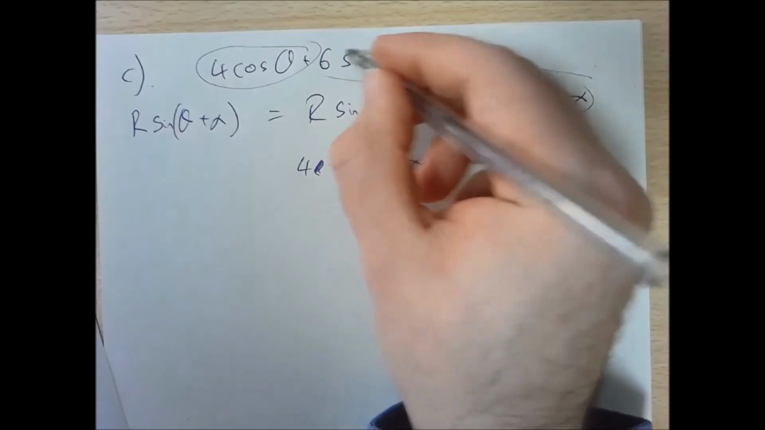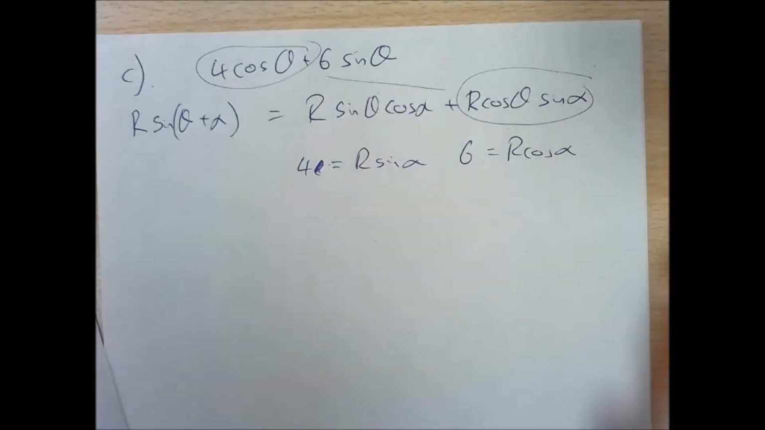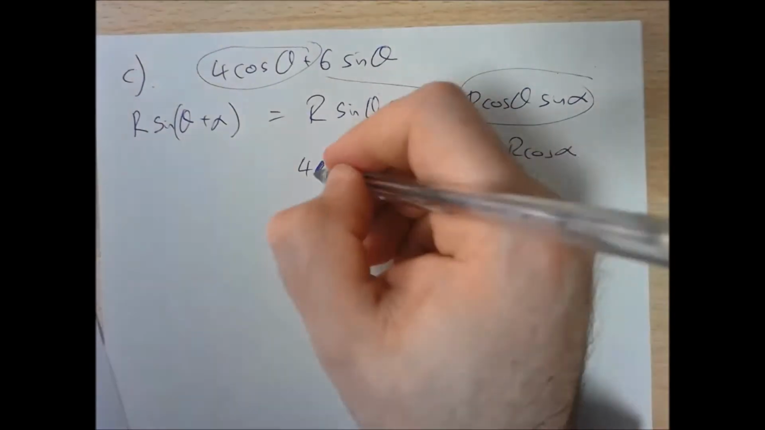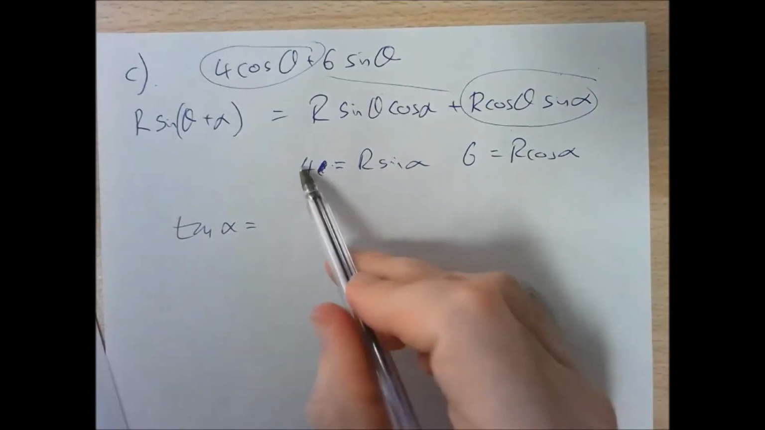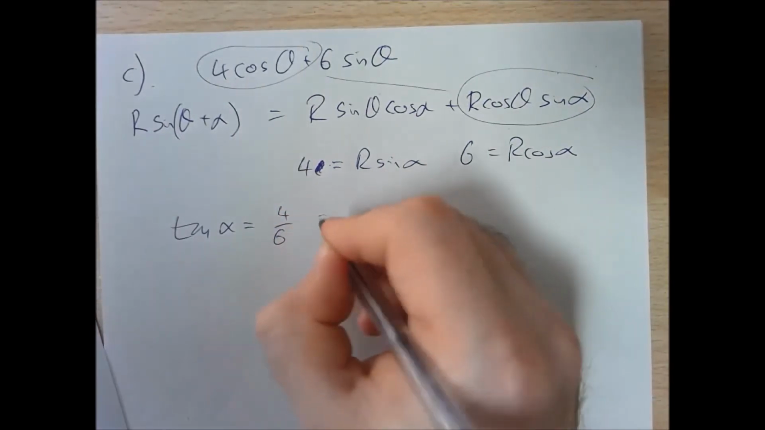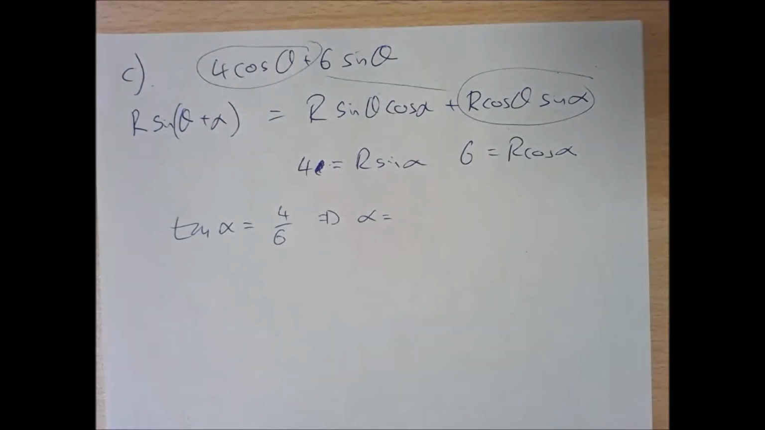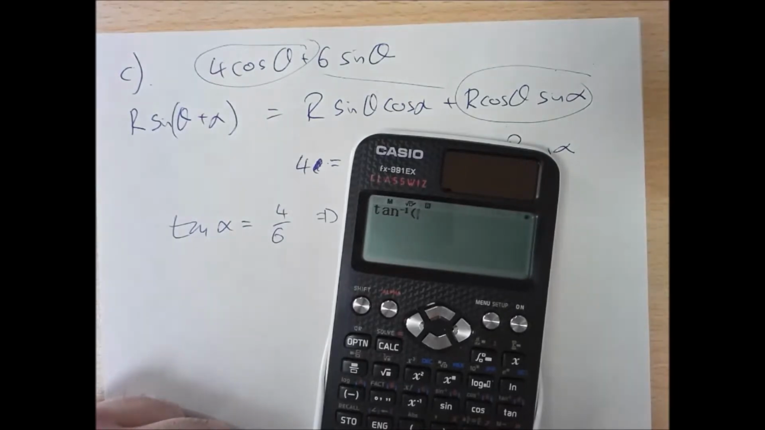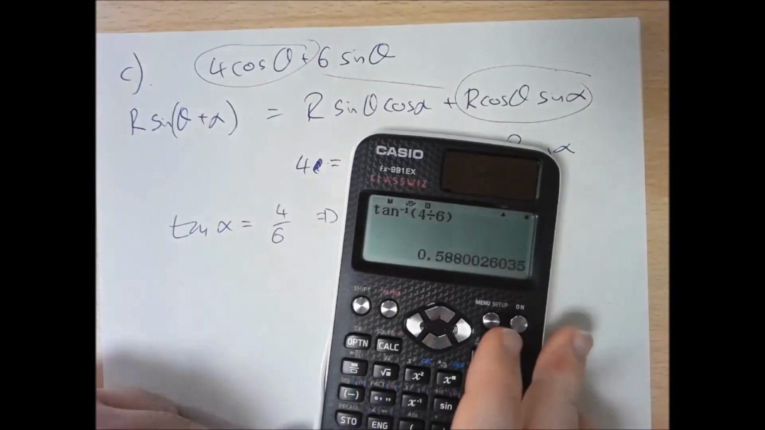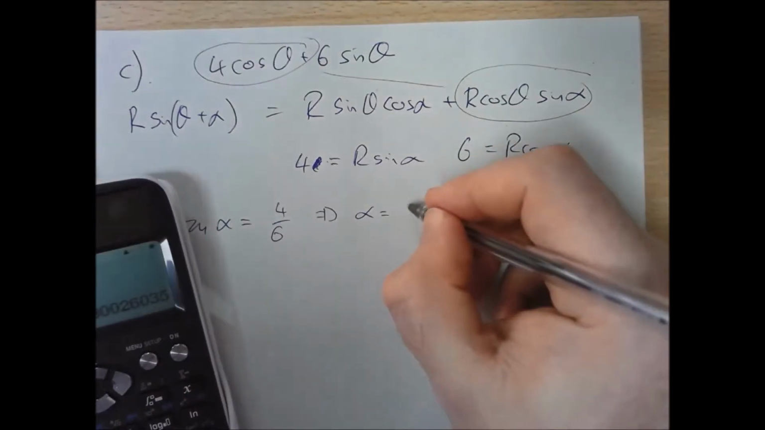And on the other side we get 6 equals r cos alpha. Using the same method as we used in the previous question, we jump to tan alpha equals 4 over 6, which implies alpha equals tan minus 1 of 4 divided by 6, which gives us 0.588. There's lots of zeros after this answer, which is quite nice. It's going to make our answers nice and accurate.